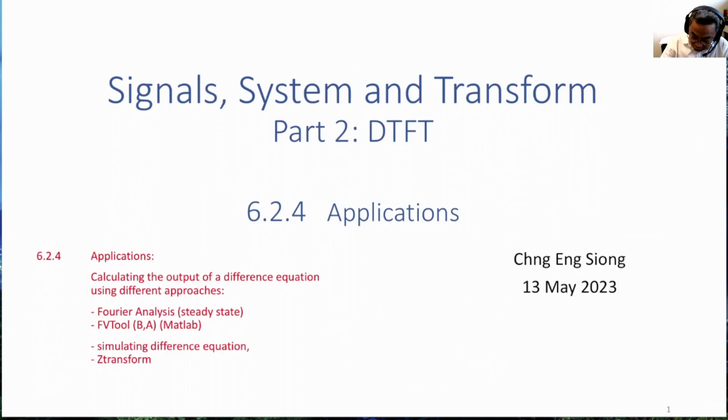Welcome back. This is chapter 6.2.4. In this chapter, we'll do DTFT and some applications. And the applications we are mainly interested in is how to use DTFT for Fourier analysis of steady-state response of a system. We also compare the steady-state response with the calculation of the output using difference equations as well as using Z-transform.